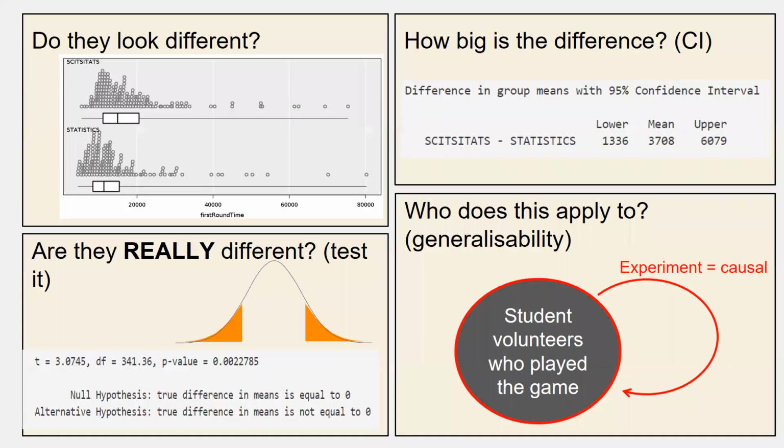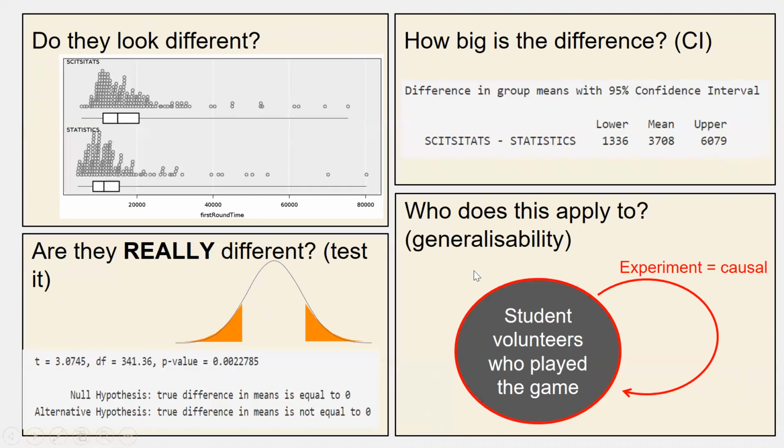This is what happened, right? We looked at the data. It looked like there was a difference. Yes, it kind of did. But then we tested it and we got evidence, strong evidence, very strong evidence, that there is a real difference. We even told the hypotheses in iNZight. We've got a confidence interval for the size of that difference.